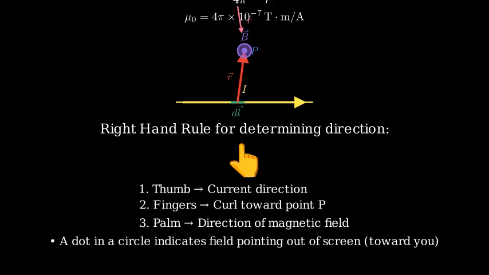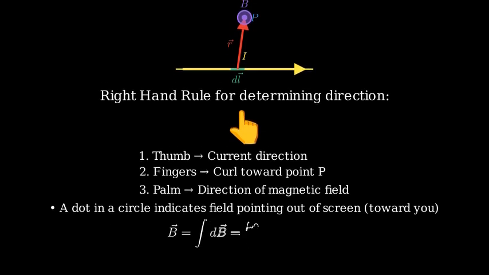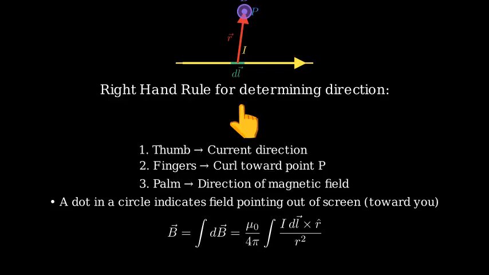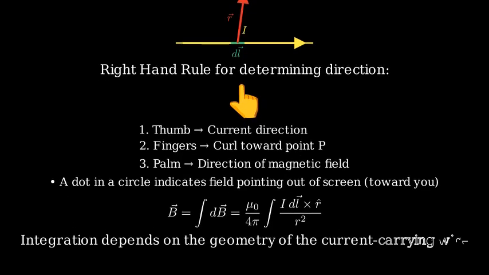in a circle. Now, to find the total magnetic field created by the entire wire, we need to integrate this expression along the path of the wire. The magnetic field B equals the integral of dB, which gives us this integral formula. This integration can be quite challenging for complex wire shapes, but it simplifies for certain symmetric cases.